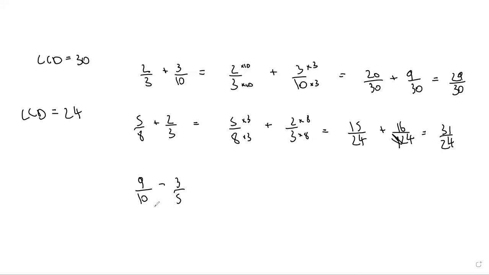So for this one, this is one of the cases where you can already use one of the bottom numbers as your least common denominator, because you got a 10 and you got a 5, and yes, 10 is a multiple of 5. So for this one, it's just going to be LCD equals 10. So the 9/10 stays the same. That's good to go, minus. And then for this one, we want a 10 on the bottom, so times 2, times 2. So that's 9/10 minus 6/10. And you get 3/10.